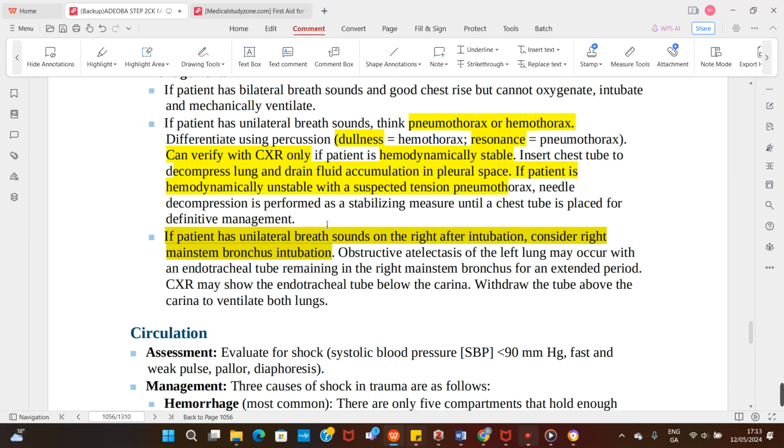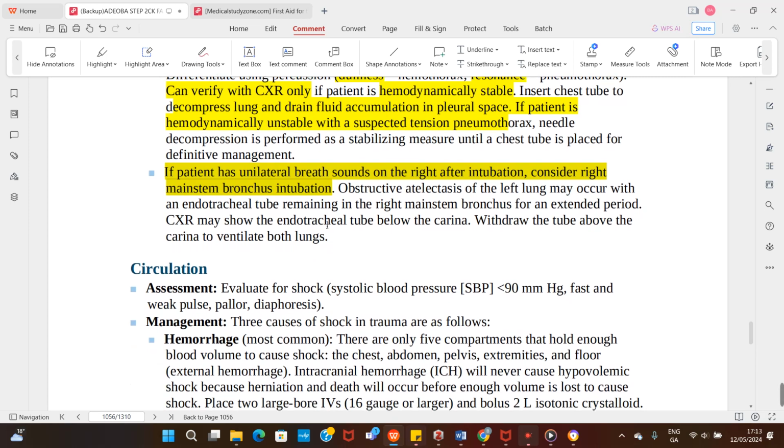So don't forget, like I said, if you do a right endobronchial intubation, the left lung can collapse from obstructive atelectasis, because air is not going to enter that lung. With time, it's going to collapse. The remaining air that is there is going to be resorbed, and the area is going to collapse.